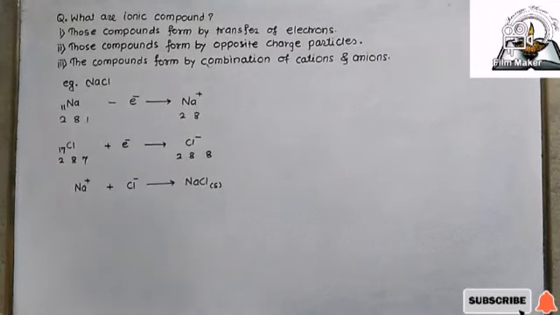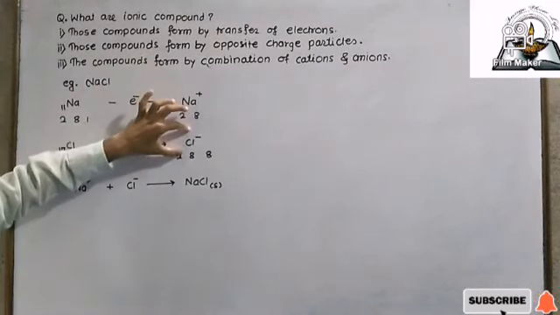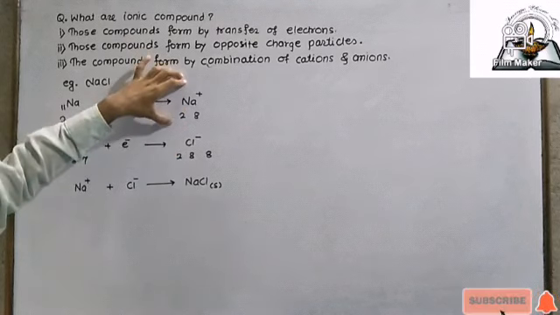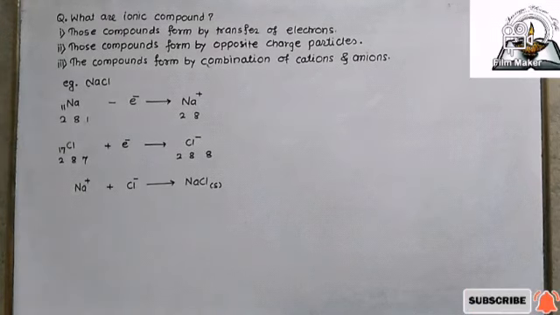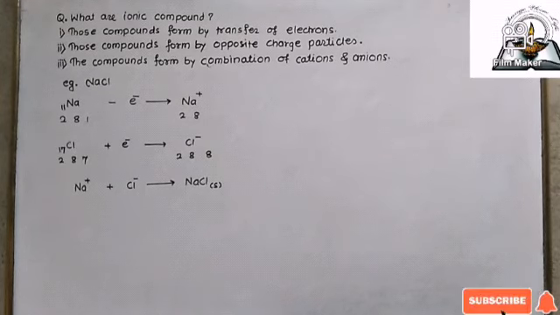So those compounds which are formed by the transfer of electrons, or oppositely charged particles, or combinations of cation and anion, are called ionic compounds. इसको बोलते हैं हम ionic compound. बराबर है. So another way we can write the definition of ionic compound. That is, an ionic compound is defined as a crystalline solid formed by the neatly packed ions of opposite charge.